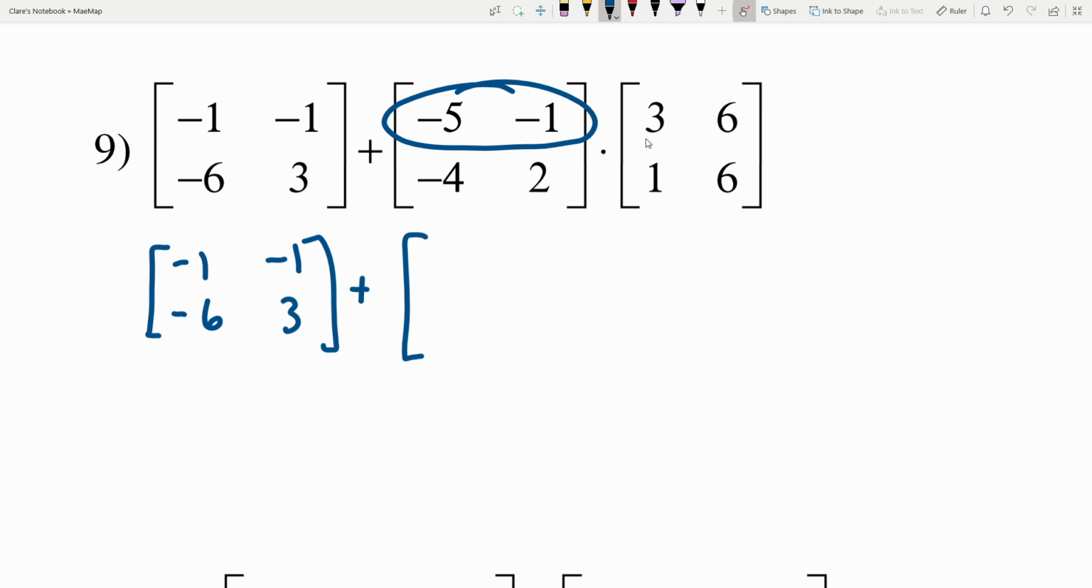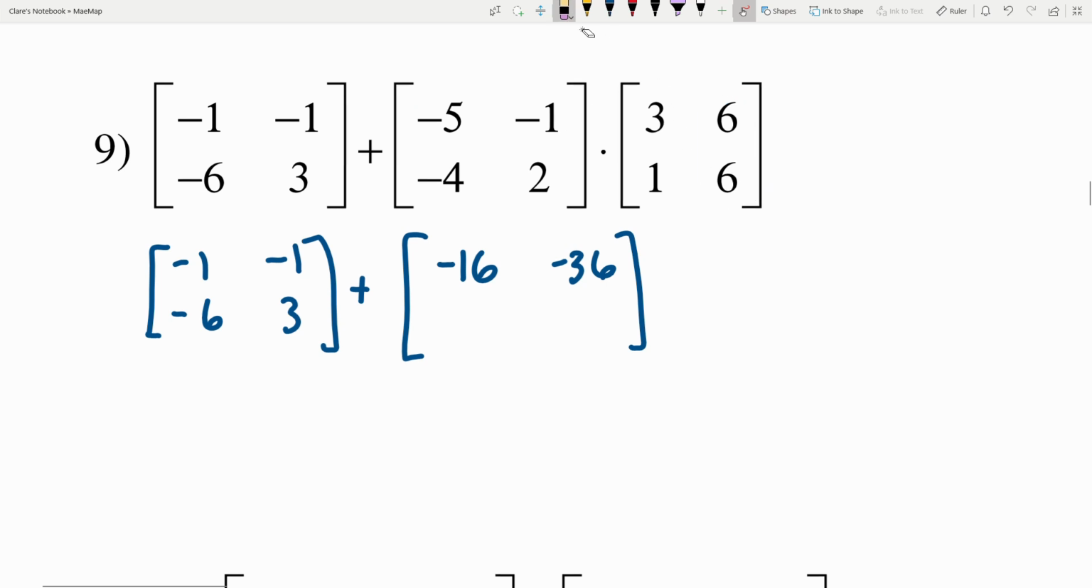Dotting -5, -1 with 3, 1: -5 times 3 is -15, and I'll add that to -1 times 1, which is -1. -15 minus 1 is -16. Now, I'll dot the first row with my second column. -5 times 6 is -30, and I'll add that to -1 times 6, which is -6. So -30 minus 6 is -36.